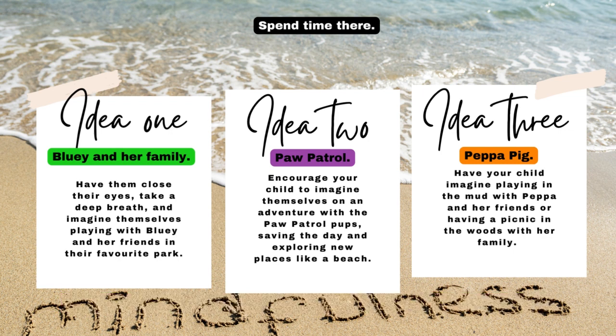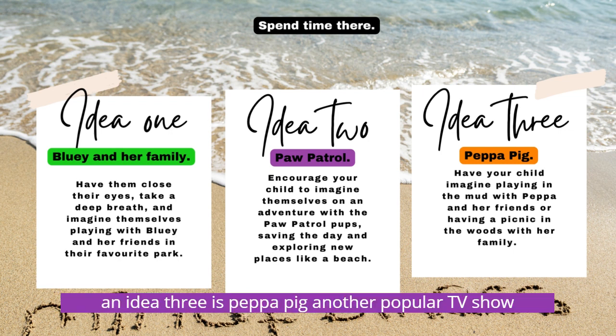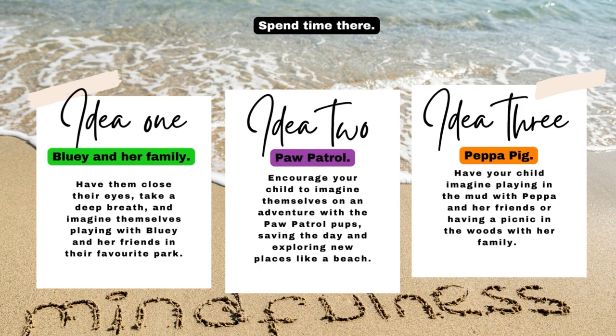that they can go to. And idea three is Peppa Pig, another popular TV show. Have your child imagine playing in the mud. Loads and loads of senses that we can use there with Peppa and her friends, or they could be going off on a picnic and you can be talking about which of their favourite foods they can be eating at the picnic, or going through the woods. They can be running through the woods. How does their body feel as they're running through the leaves in the woods? And try and include some family members that your children love as well in their happy thoughts.